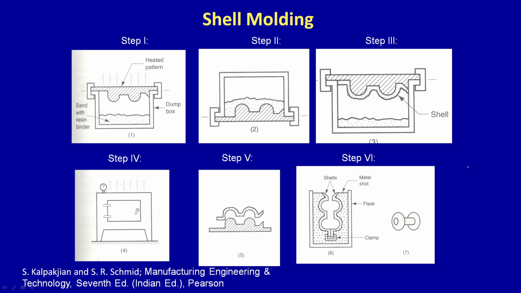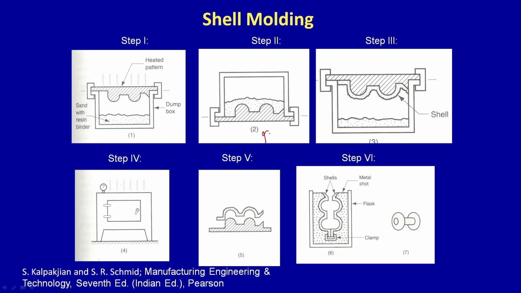One is called shell molding. What is shell molding? This is nothing but you have a pattern. The pattern can be made of metal. Pattern means a particular shape basically, and then you have sand with certain resin binders. First you heat the pattern, and then put it upside down. The whole thing is upside down. You can clearly see this in this picture too.